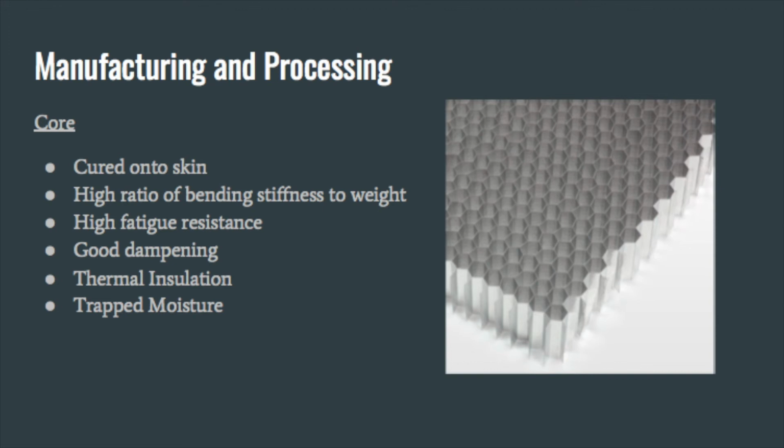The advantages of using this structure include high ratio of bending stiffness to weight compared to a monolithic material, high fatigue resistance, good dampening, and increased thermal insulation. But there are also disadvantages, such as moisture getting trapped in the core leading to degradation.